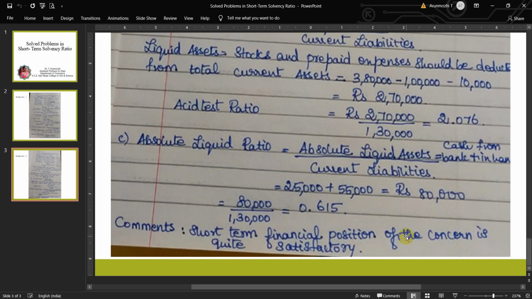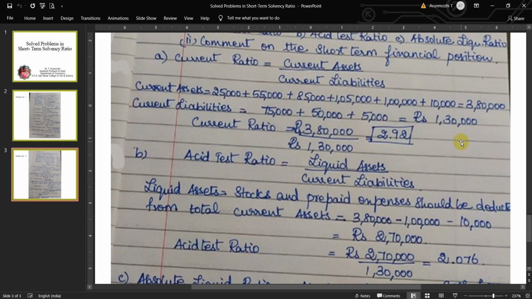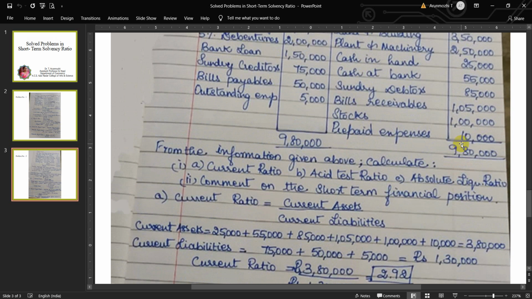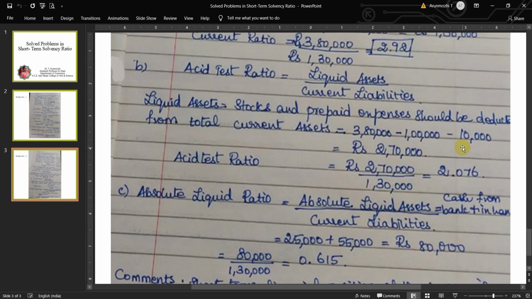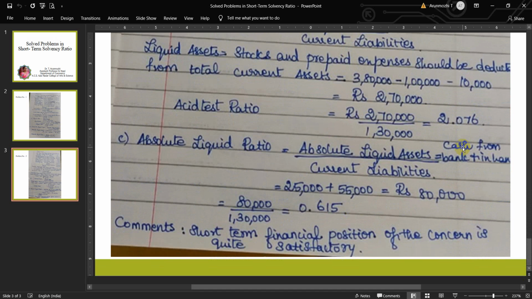Next, absolute liquid ratio. Cash at bank and cash in hand, absolute liquid assets divided by current liabilities. Already we know what is cash in hand and cash at bank: cash in hand is 25,000 and cash at bank is 55,000. So 25,000 plus 55,000 is equal to 80,000. So 80,000 divided by current liabilities, which we have found as 1,30,000, you get 0.615.